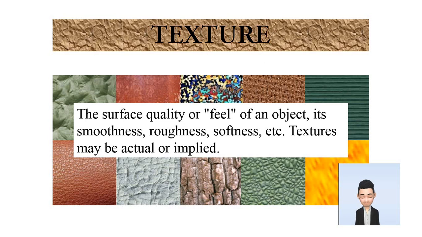Now, a lot of times in two-dimensional arts, especially, we have something called visual texture. And that is texture you can see but you can't feel. We also call this implied texture. So we're implying that it feels like something, but it doesn't actually feel that way.